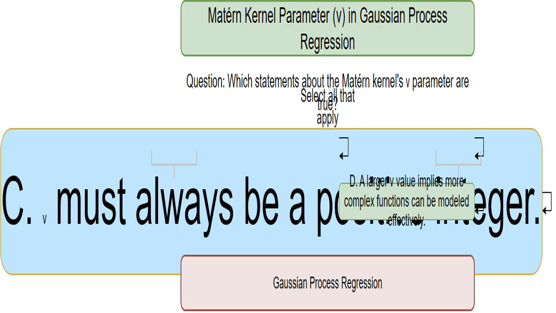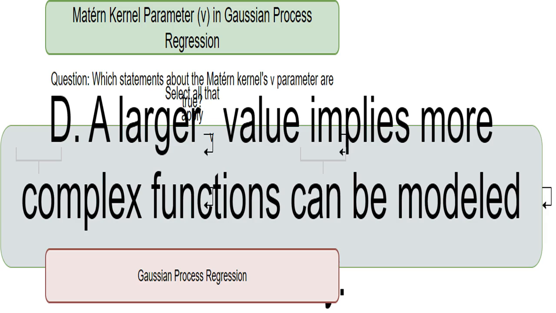Nope, that's not quite right. NU can actually take on any positive real number value, not just integers. Larger NU does mean the model can capture more complex relationships in the data. However, it also increases the risk of overfitting, especially if you have limited data or noisy data.